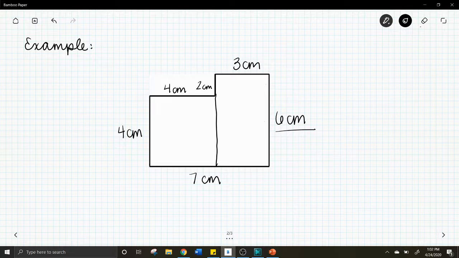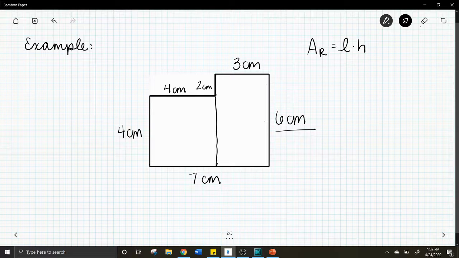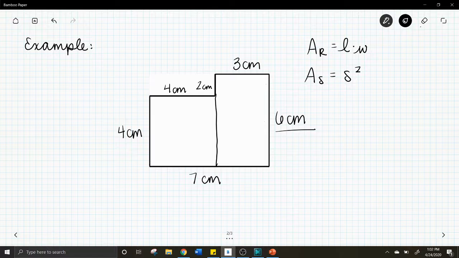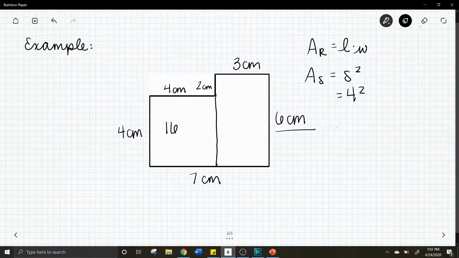Let's review something really quickly. The area of a rectangle, if you recall, is length times width. The area of a square is the side squared. Let's use that information to find the areas here. Let's look at our square first. What's the area of our square going to be? Let's plug in the length of that side. We know the area of our square is going to be 16 square centimeters. Then let's find the area of our rectangle. Our rectangle is 3 by 6. Let's multiply those together, and we would get 18 square centimeters.